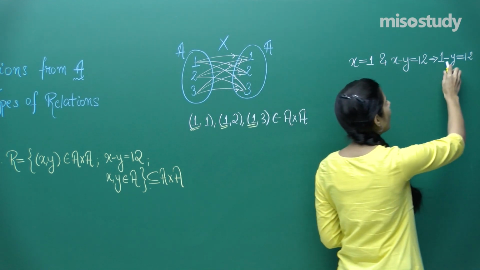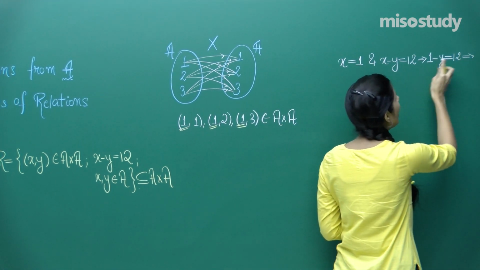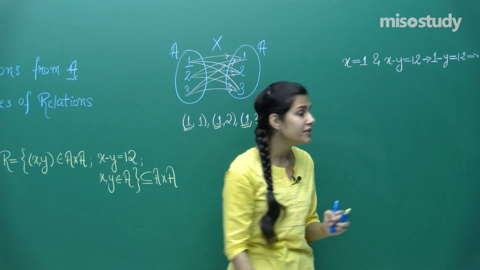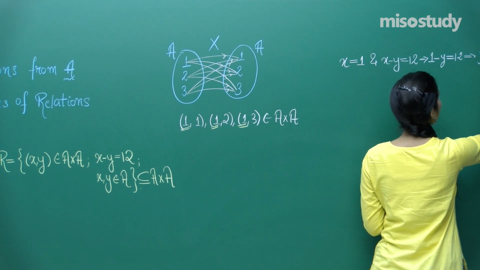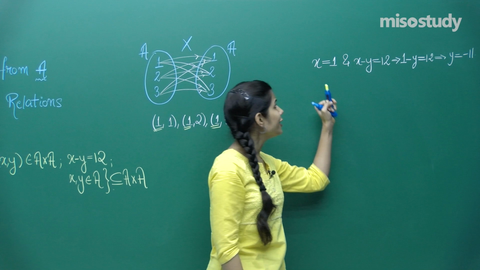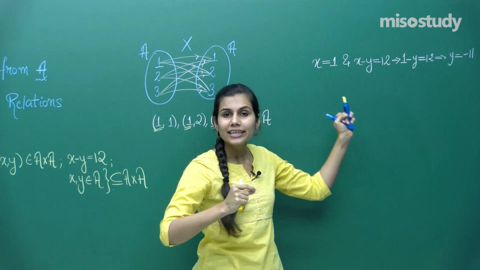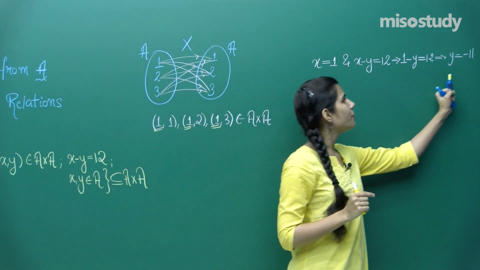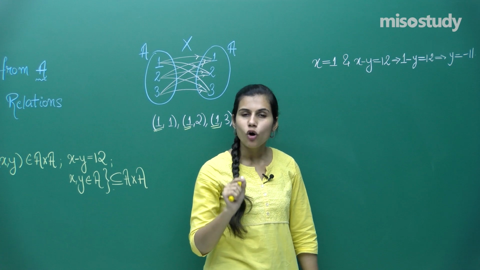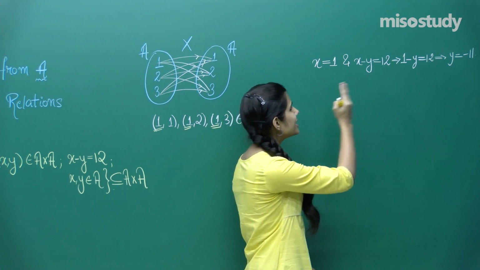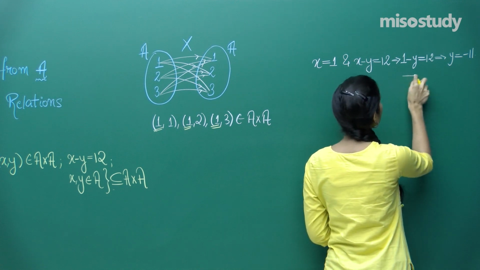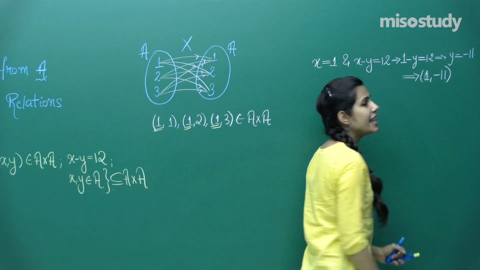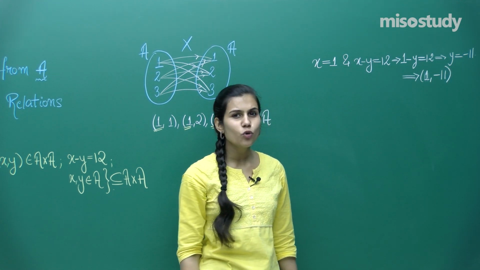And this means y goes that side, you get 1 minus 12 is equal to y, which means y is minus 11. Corresponding to x equal to 1, the y which satisfies the rule of x minus y equal to 12 is y equal to minus 11. And that is why the ordered pair corresponding to this x and this y comes out to be 1, minus 11.